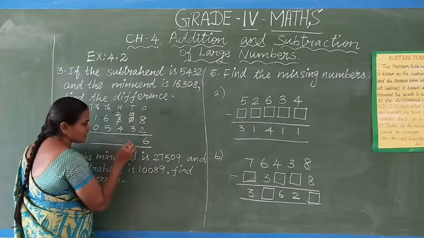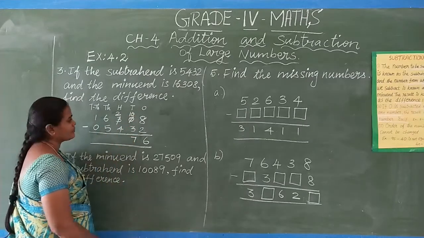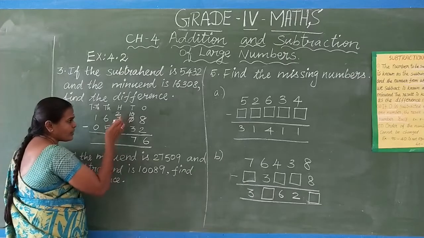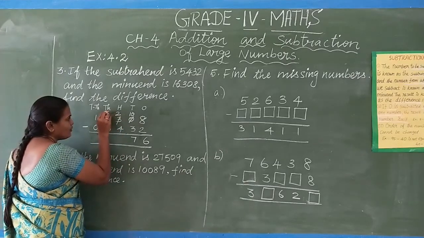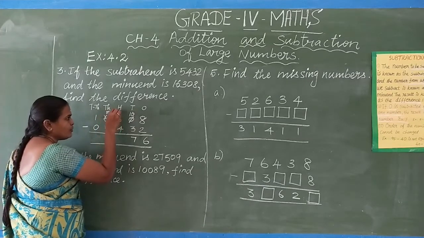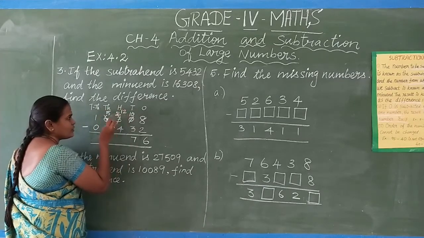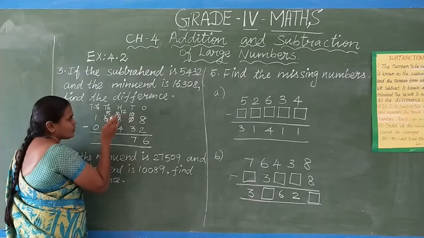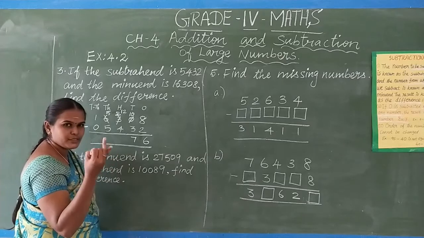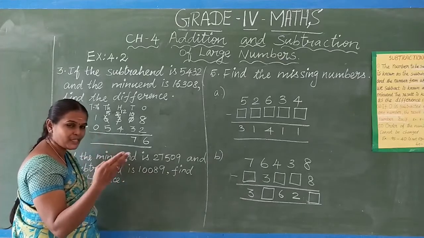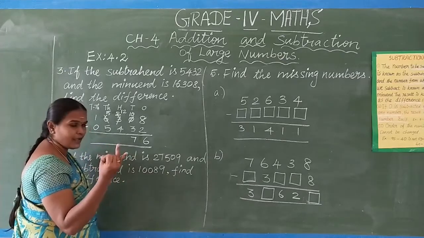So 10 minus 3, 7. 2 minus 4, small number minus big number. So borrow. This 6 changes into 5. 2 becomes 12. So we have to borrow 1 here. So 12, 12 minus 4. So 4 after 5, 6, 7, 8, 9, 10, 11, 12.